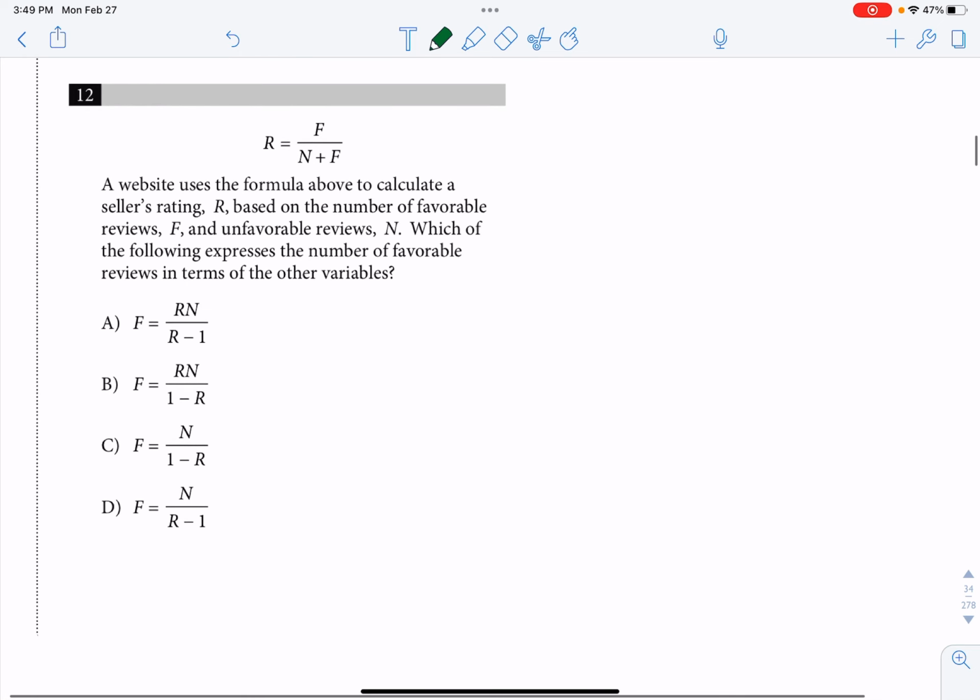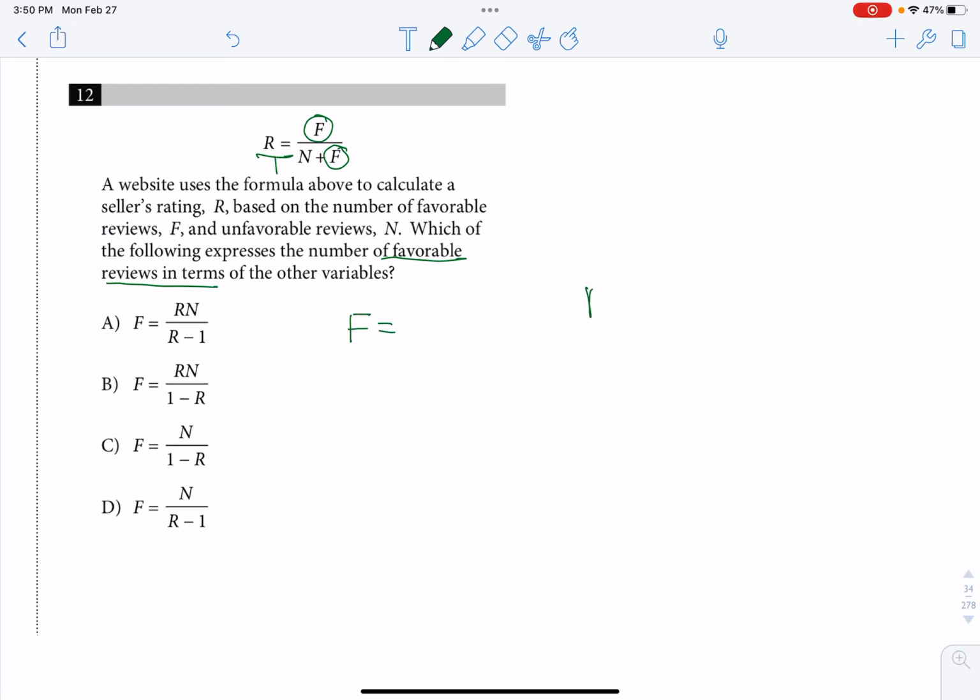And then number 12. A website uses the formula above to calculate a seller's rating R based on the number of favorable reviews F and unfavorable reviews N. Which of the following expresses the number of favorable reviews in terms of the other variables? They ask you to solve for F, the favorable reviews. So you have F here and here. So we have to solve for F equal to, that's what we need to do.